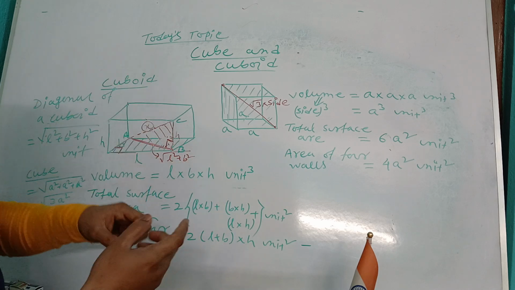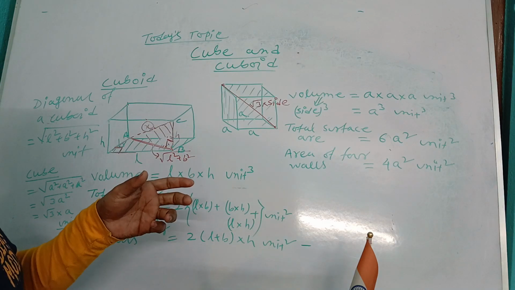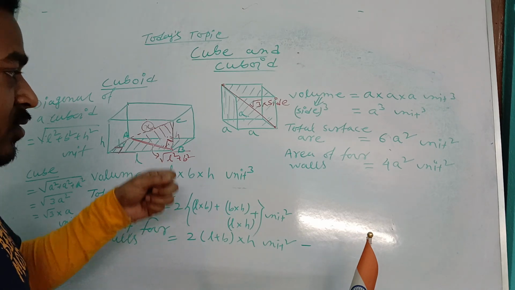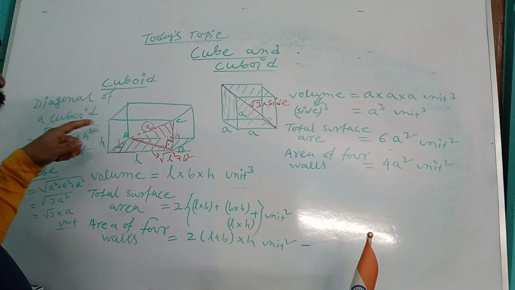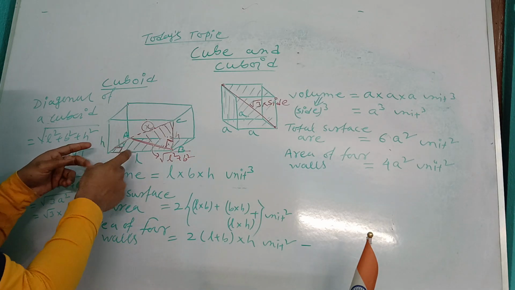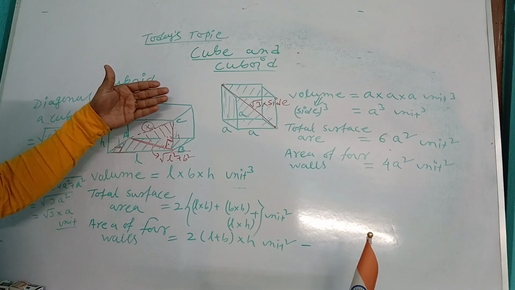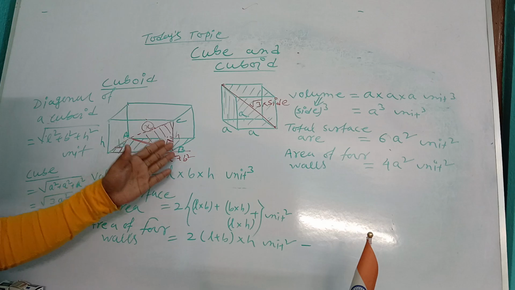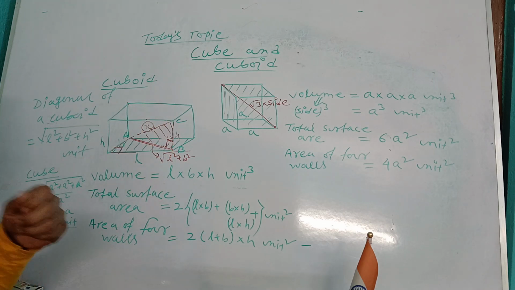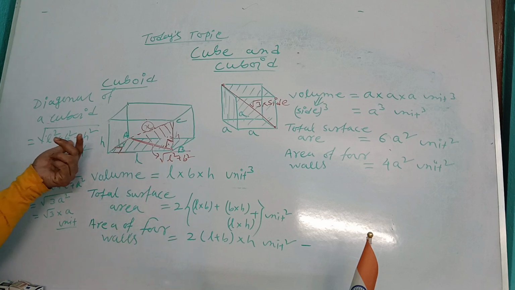As a next one, diagonal. The maximum length of a stick or object that can be kept inside the room is along the diagonal only. So how to find the diagonal? As I told you, this is a rectangle. The diagonal of the rectangle is root L square plus B square and acts as the base here. Height is H, and then we find this corner. So we get root of L square plus B square plus H square.